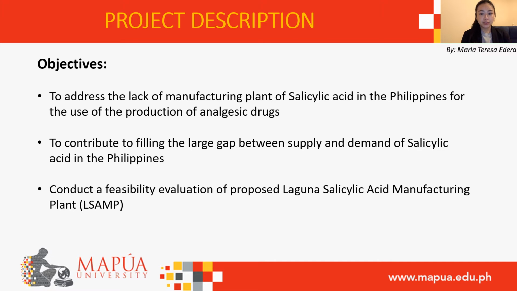This project aims to address the lack of a manufacturing plant of salicylic acid in the Philippines as a raw material for analgesic drugs manufacturing, specifically for aspirin. This objective was encouraged by the emergence of the COVID-19 pandemic, which consequently surged the demand for analgesics as a remedy for common COVID-19 symptoms. Our group conducted a feasibility study for the Laguna Salicylic Acid Manufacturing Plant, encompassing evaluation of labor, material, and utilities costs, profitability analysis, and other economic evaluation.